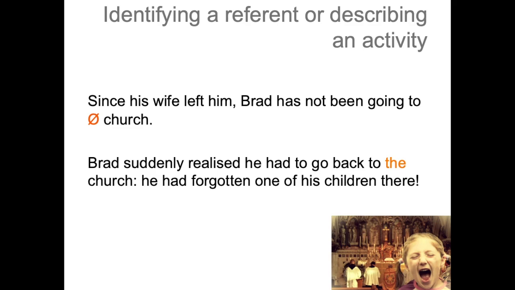I'm pretty sure you see the difference between the two sentences. In the first one, Brad has not been going to church. We're not talking about going to a specific church, but believing in God. Okay, so the act of praying, of believing in God, really. So this is an activity here. While in the second sentence, we're actually really concerned about the referent. We want to identify the church. Where is it? One of his children is there. Okay? So in the first case, we're talking about the activity of praying. In the other one, we're really talking about an actual place, an actual referent. All right?